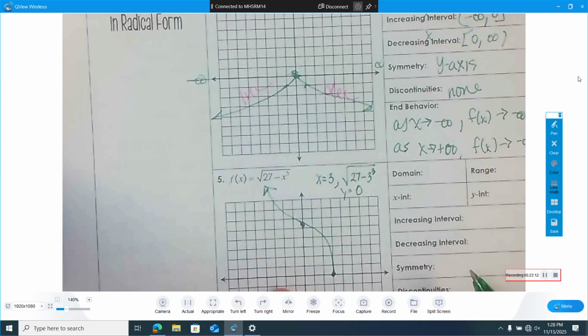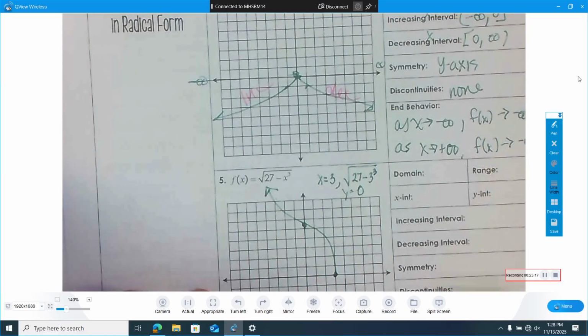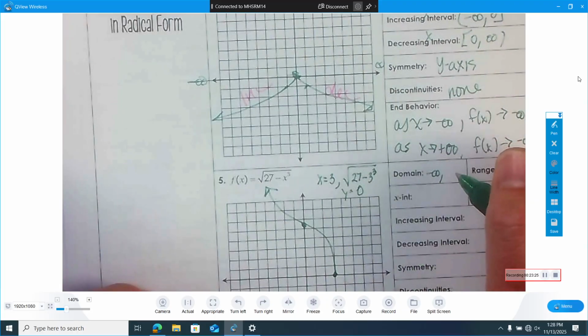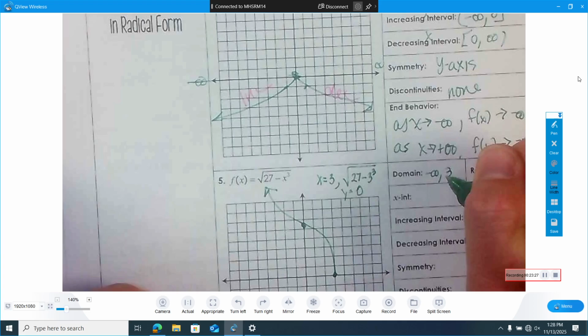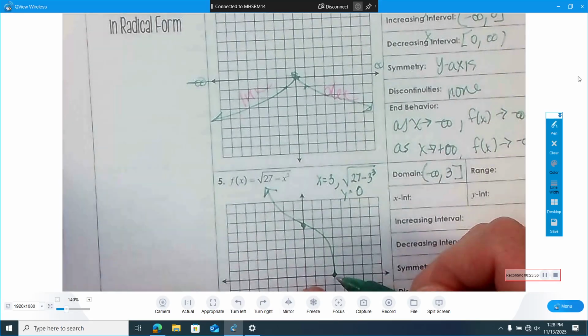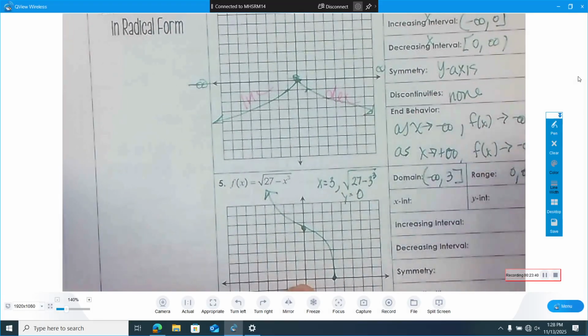No, wait, what's the domain? Let's do domain and range. So if we're talking domain, how far left and how far right does it go? Negative infinity to 3, yes, including the 3, so bracket on the 3. Yes, the range. The lowest y value is 0, so it goes from 0 to infinity. So bracket 0 all the way up to infinity.